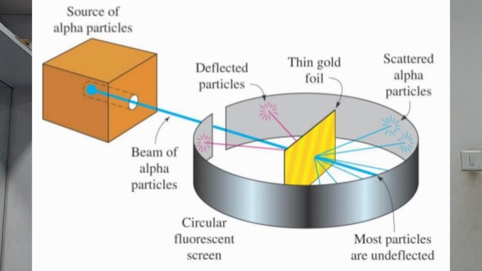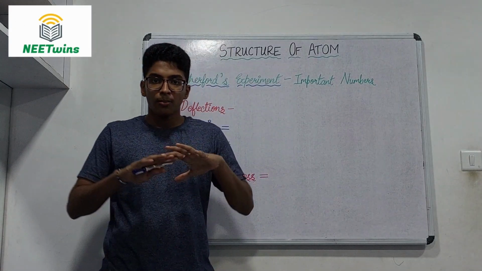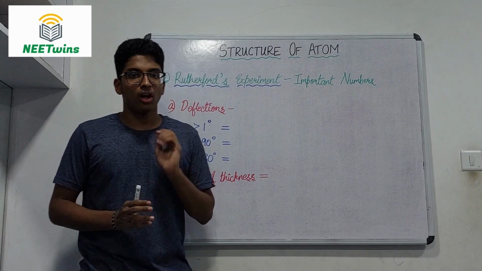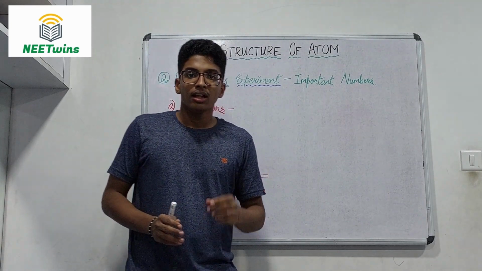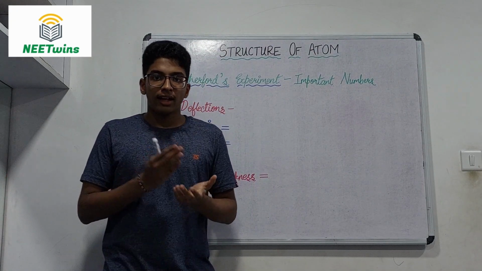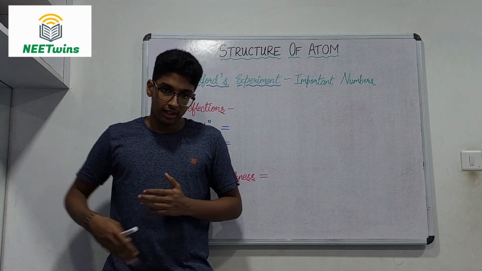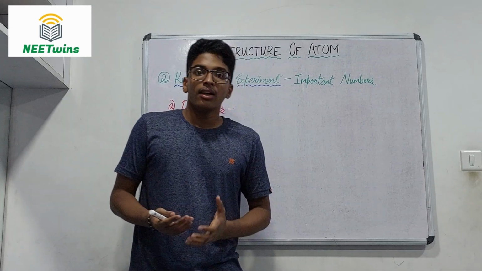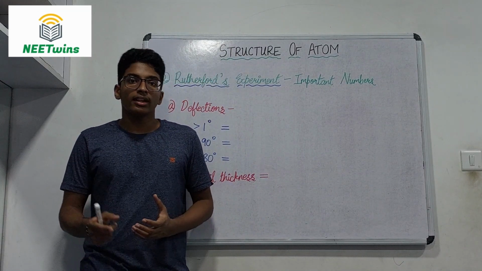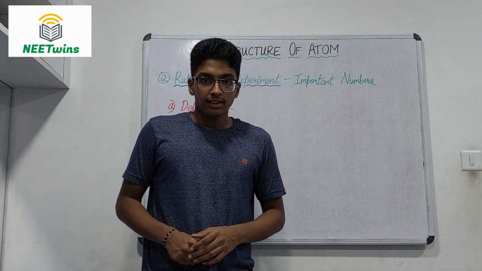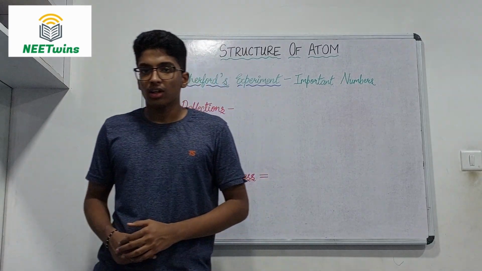It has a source of alpha particles, protected by a lead shield that helps to collimate the beam of alpha particles so that it strikes a 100 nanometer thick gold foil, and surrounding it is a screen coated with zinc sulfide, which is a phosphorescent material that illuminates when an alpha particle strikes it, and based on this he gave the nuclear model of the atom.